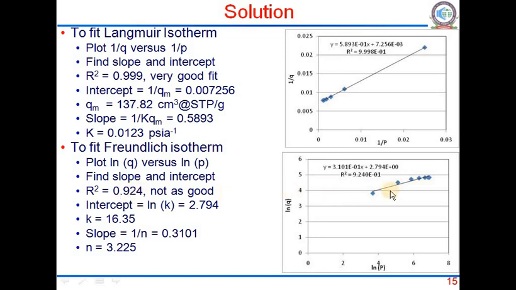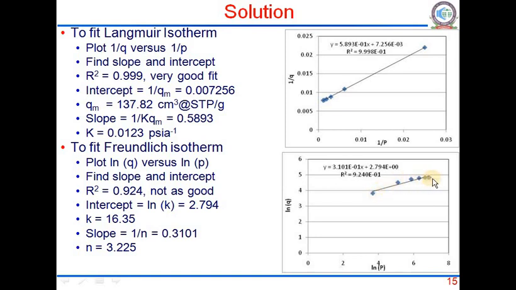Just a small thing to see is that although we are fitting a straight line, the R square is good, 0.924, but there is a systematic deviation here. This point is lower, these points are higher, and again these points are lower. That means there is a definite curvature to this data, which is not represented by a straight line.